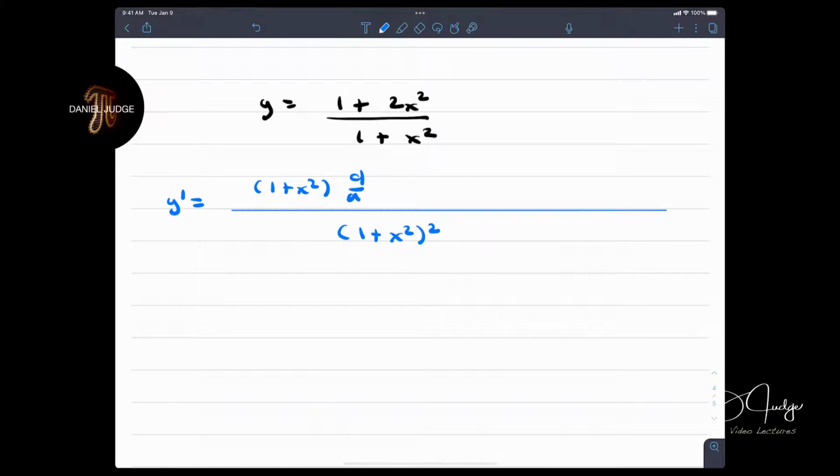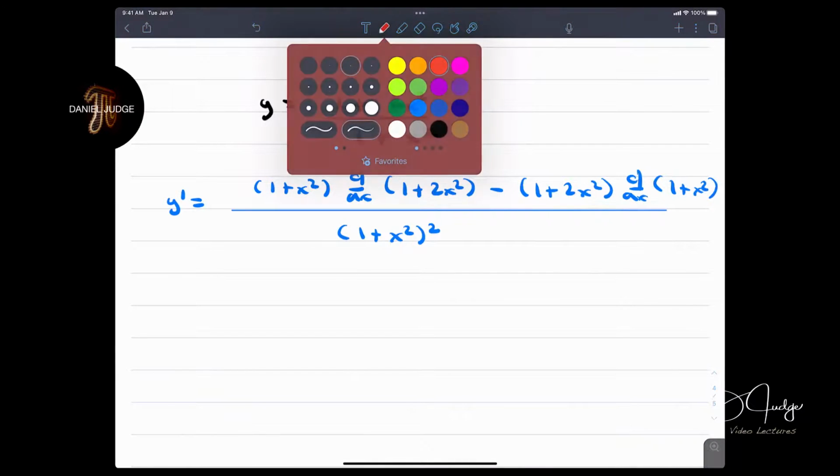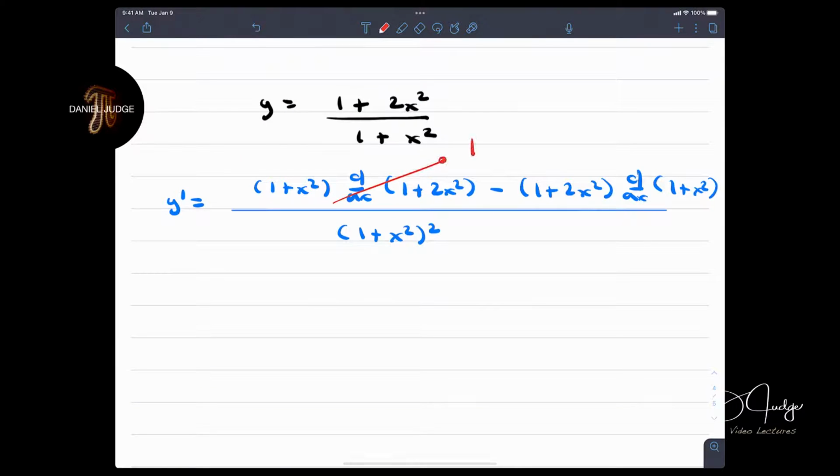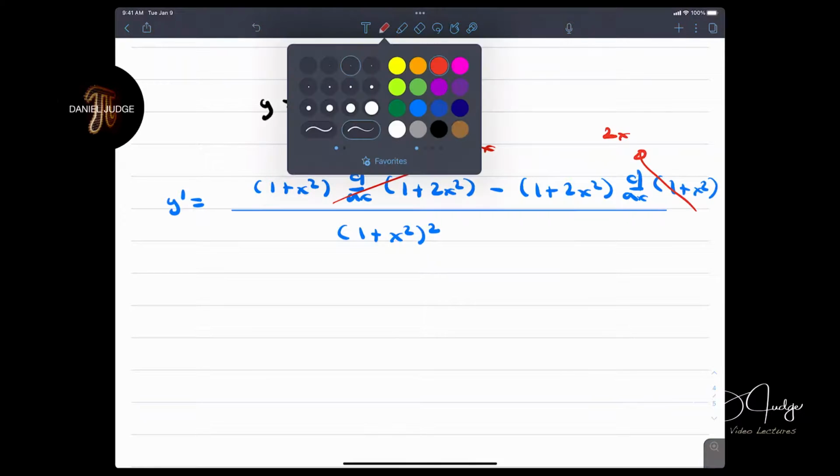1 plus x squared, derivative of 1 plus 2x squared minus 1 plus 2x squared, derivative of 1 plus x squared. It barely fit. Okay, differentiate. 4x, 2x.